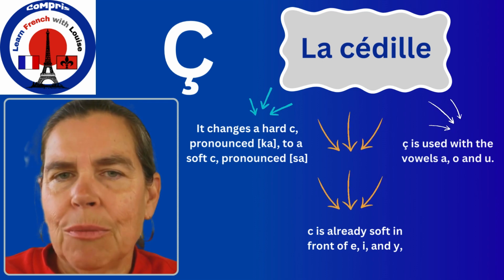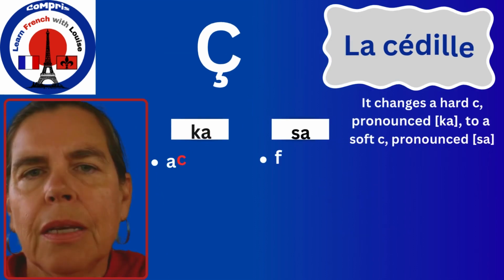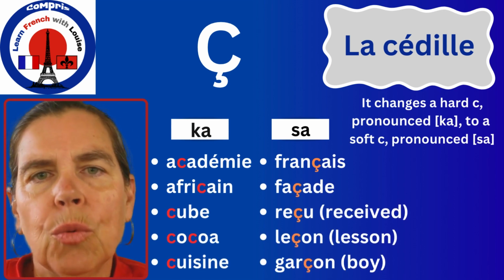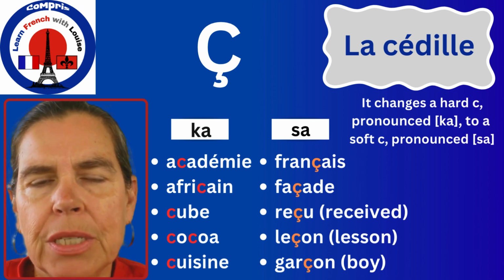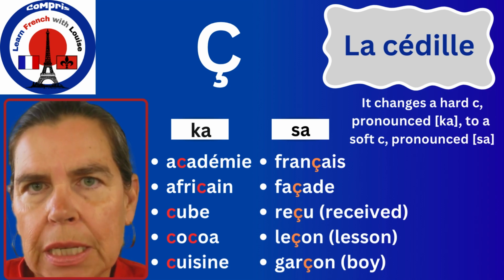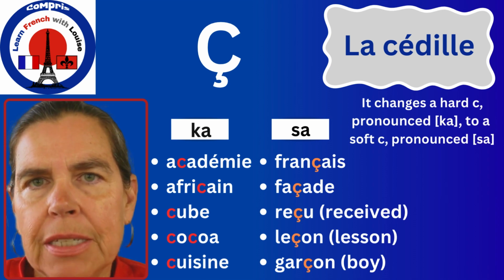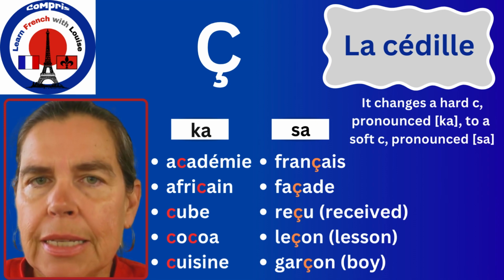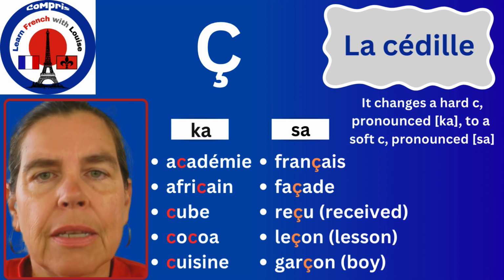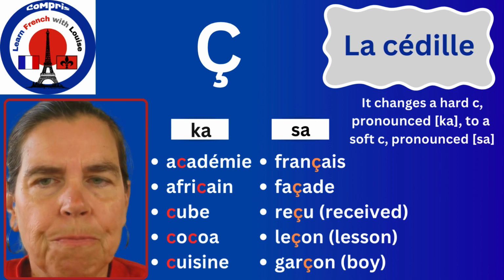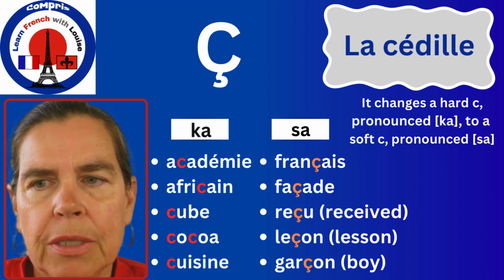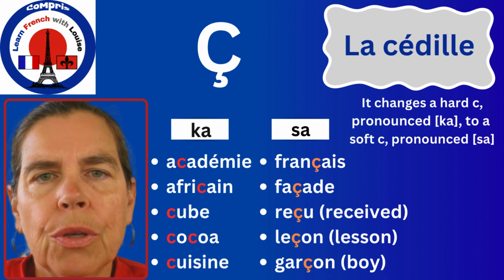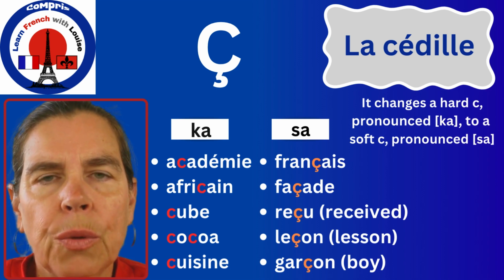So let's look at some examples in the following slides. In this slide, you're going to notice that we have two columns, and all of the examples are words where the C is followed by an A, U, or an O. And as I said previously, if the C does not have a cédille, the sound of the C is going to be a K sound. If the C has a cédille, the sound of the C is going to be a S sound. So let's go ahead and practice together. First column, K sound. Académie, africain, cube, cocoa, cuisine.